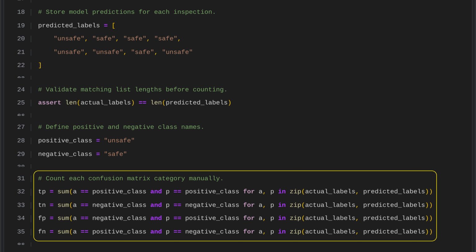A confusion matrix can be counted by comparing each actual label with its prediction. True positives are unsafe cases predicted as unsafe, and true negatives are safe cases predicted as safe. False positives are safe cases predicted as unsafe, while false negatives are unsafe cases predicted as safe. These 4 counts summarize how well the model is classifying safe and unsafe examples.